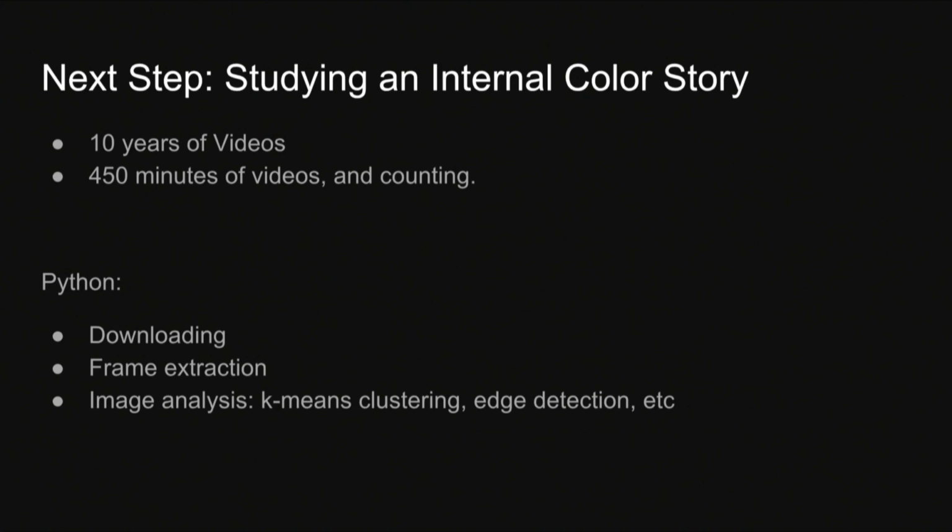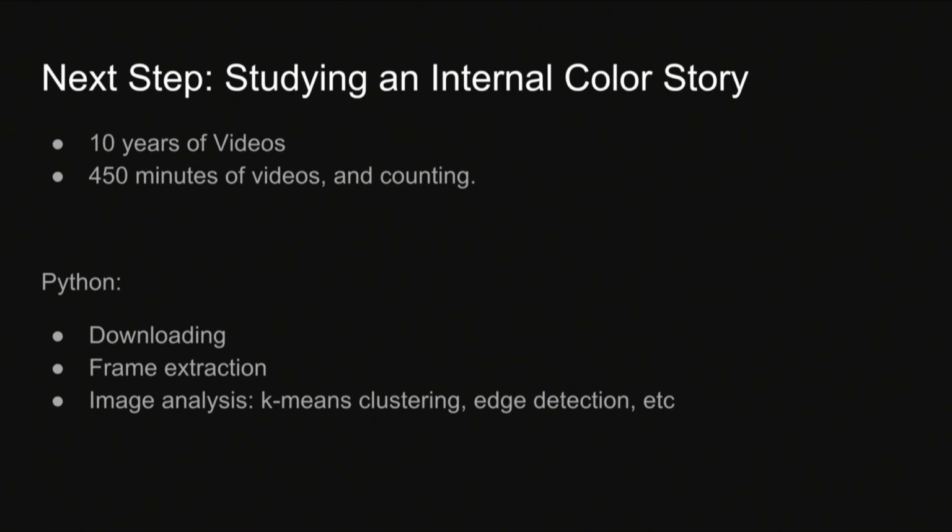So the next step is style. How do I find his style? I thought I'd start with color. He has 10 years of videos that I was able to find, and they're on average about 2.5 minutes, but his early videos are probably, some of them are as long as 6 minutes. Total of 450 minutes of videos and counting. Every time he releases a new video, I update my data set and I update the viz.